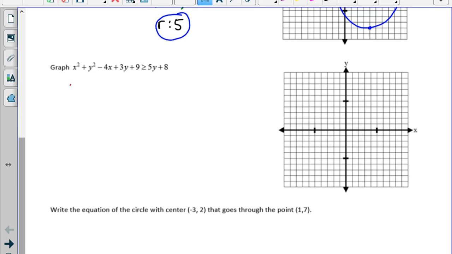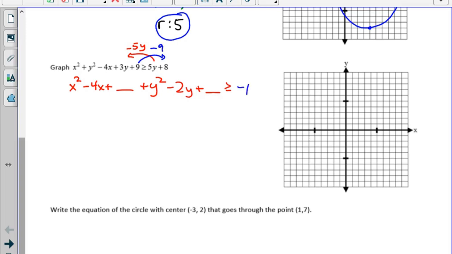So I will have x squared minus 4x plus blank, plus y squared plus 3y. I'm going to subtract the 5y from both sides. So I'll get y squared minus 2y plus blank. And then we'll have greater than or equal to. Notice that I had a 9 on this side. I will subtract 9 from both sides. So 8 minus 9 is -1.